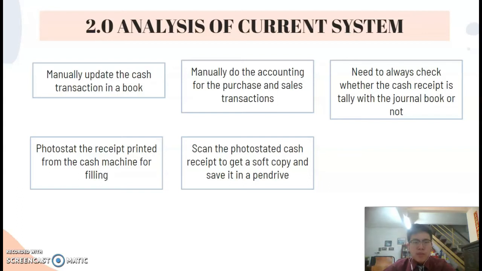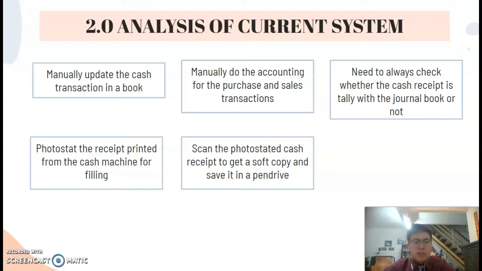Now, I will present the analysis of the current system. First, the staff of Memburger need to manually update the cash transactions in a book. They also need to manually do the accounting for the purchase and sales transactions, which may be very time consuming based on the interview sessions. Other than that, they also need to always check whether the cash receipt tallies with the journal book or not. When the cash receipt does not tally with the journal book, it is time consuming for them to spot the error and then make the correction.